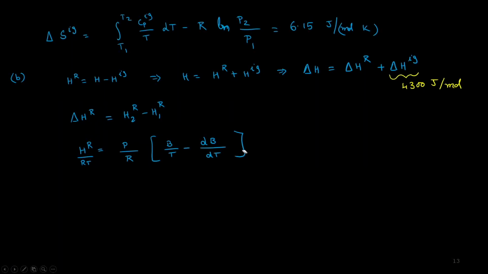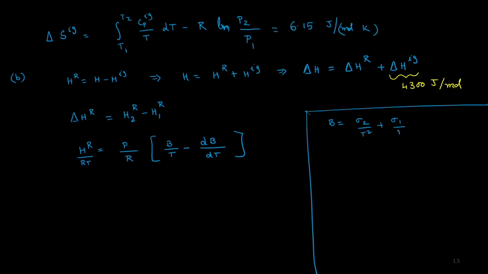What I'll do is calculate B and dB by dt at the initial and final conditions. B is given to me. It's sigma 2 over T square plus sigma 1 over T plus sigma naught. The values of sigmas are given in the problem statement, right? If this is this, then dB by dt, like I said earlier, is 2 sigma 2 over T cubed minus sigma 1 over T squared.